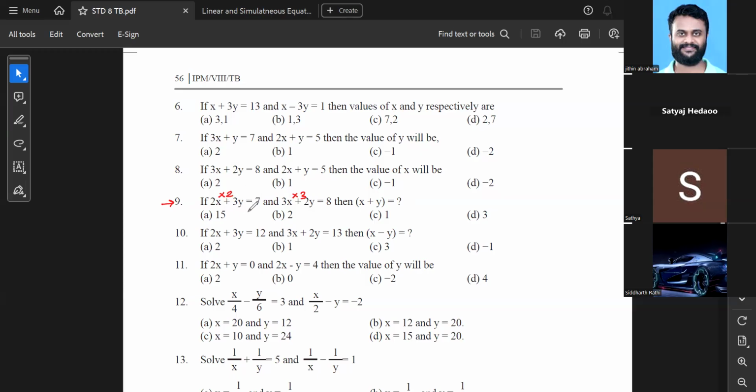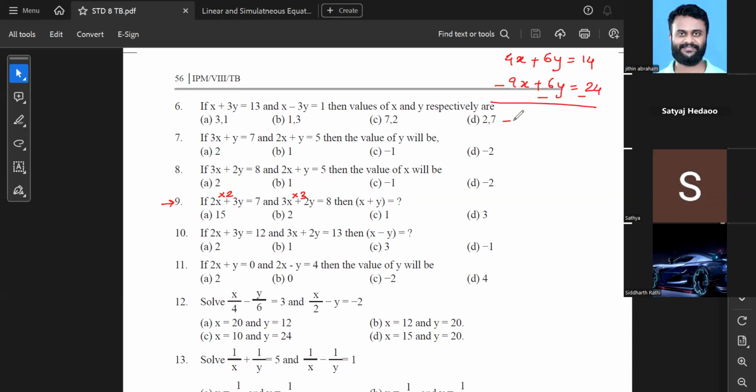So far, is it clear? Yes, I'm assuming it's clear. So 2x into 2 gives you 4x plus 3y into 2 gives you 6y is equal to 7 into 2 gives you 14. And the next equation is 3x into 3 gives you 9x plus 2 into 3 gives you 6y is equal to 8 into 3 gives you 24. Now you have to subtract them, so this plus 9 will become minus, this plus 6 will become minus, this plus 24 becomes minus.